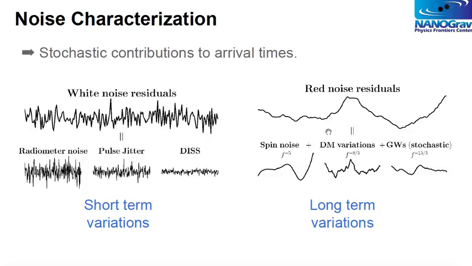And there are many things that manifest themselves as red noise. Spin noise, which is intrinsic to the pulsar. DM variations, so changes in the dispersion measure that we see along our line of sight, that can manifest itself. And these are these f to the -5th, f to the -8/3. Those are sort of characteristic dependencies on frequency in the Fourier domain. And the gravitational wave stochastic background manifests itself as a red process.